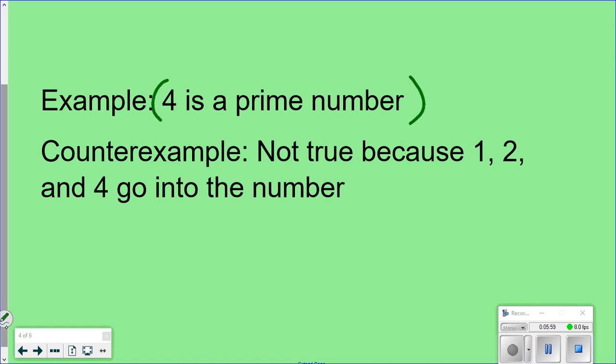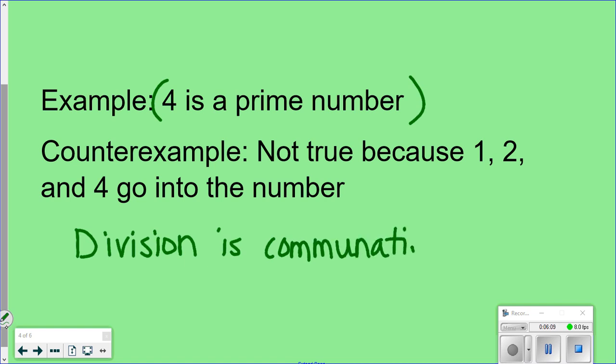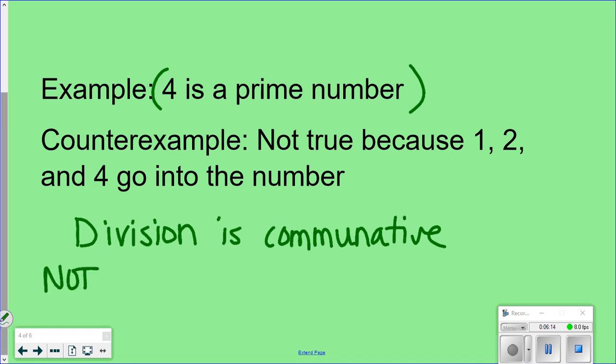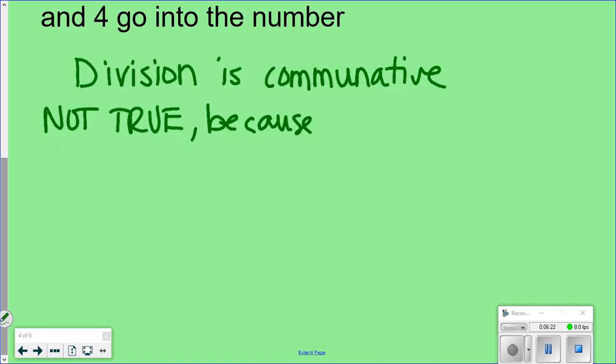Another example would be: division is commutative. If I say division is commutative, I would say not true. And then you have to say not true because. Well, I know division isn't commutative because I know that 12 divided by 4 is not the same as 4 divided by 12. Okay? It's not going to be the same thing on both sides. So a counterexample is proving that something is not true.